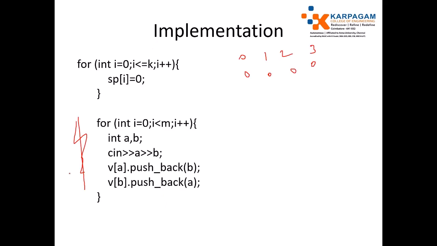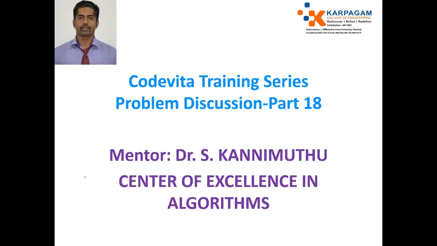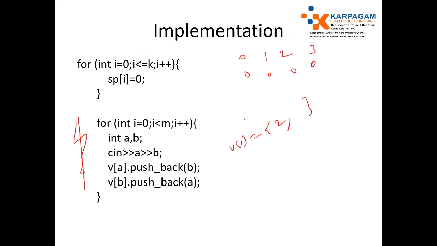So vector of 1 has the value 2. When you give 1 2, it means vector of 1 contains 2. When you give 3, it is the same: vector of 1 contains another value. And for the third input, vector of 1 contains another value. Like this we can give.